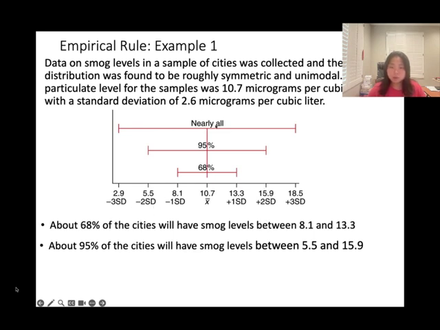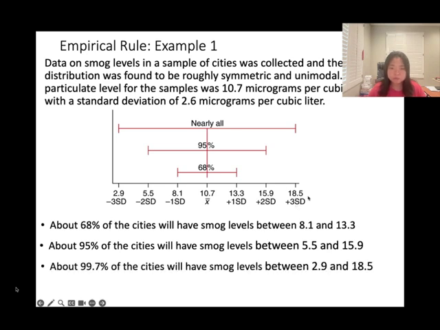Okay, last one. Nearly all, this is talking about 99.7%. Same idea, use the mean minus 3 times 2.6, which is 2.9. And then 10.7 plus 3 times 2.6, that will be 18.5. So we draw the conclusion: about 99.7% of the cities will have a smoke level between 2.9 and 18.5. They didn't draw the normal distribution here because the example never mentioned what kind of distribution it is. But we want to apply the empirical rule, so we can only believe this is going to be symmetric and unimodal.